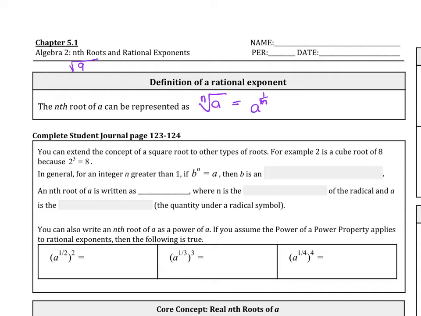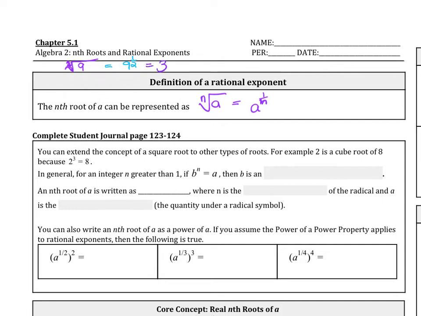Square root of 9, there is an index here, or there is a number here, and that is 2. So it's assumed without the number, if there is no number there, that means it is a square root. So notice that we have the n here, and it gets rewritten in this form, a to the 1 over n. Therefore, square root of 9 can be rewritten as 9 to the 1/2. Now remember what the square root of 9 is. Square root of 9 is 3. So that stays the same. That doesn't change. So the answer is 3.